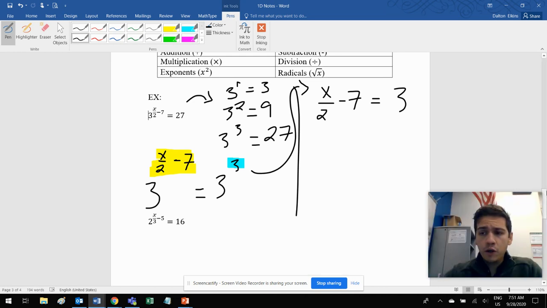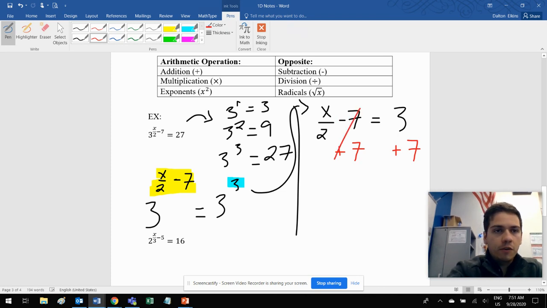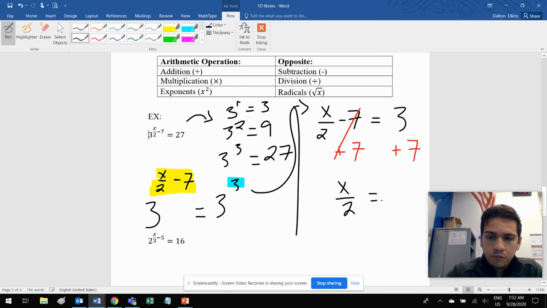Now I am going to undo the arithmetic operations. There's an arithmetic operation of subtraction, so I'm going to do its opposite, which is addition. Here I'm going to add 7 to both sides because there's a minus 7. Remember, your goal is to get x by itself. Negative 7 plus 7 is 0, so those cancel each other out. I get x over 2 is equal to, keeping that equals in every single step, 3 plus 7, which is 10.